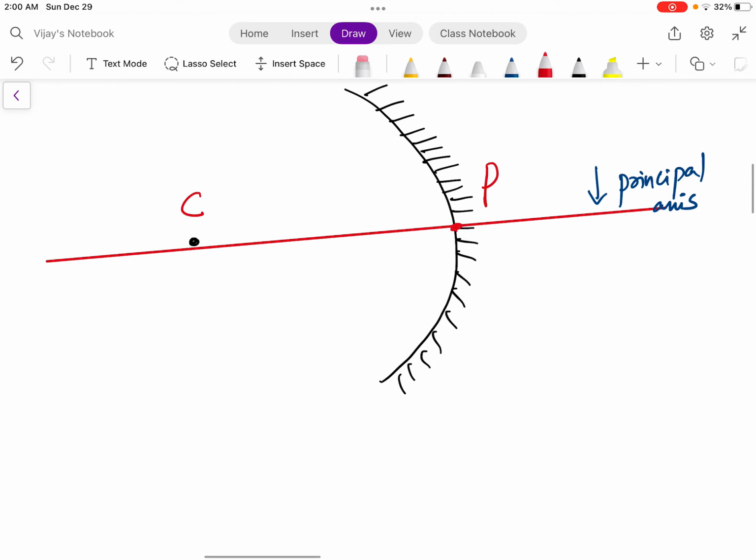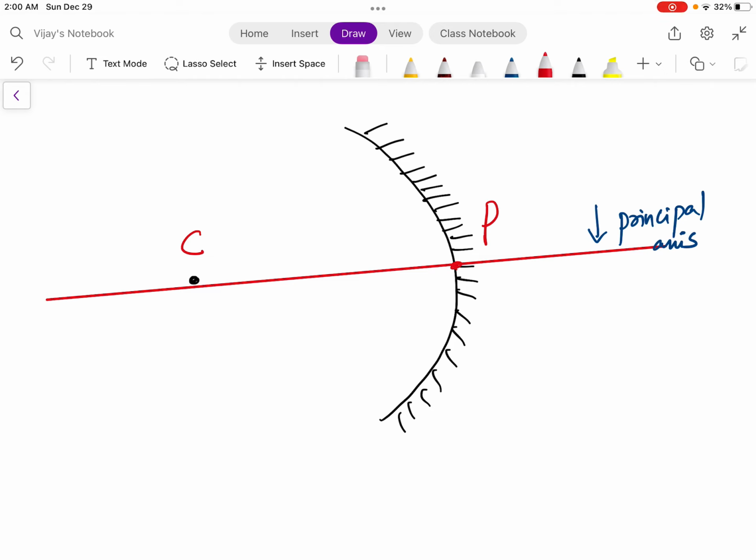Now there is a point C, center of curvature. There is another point P, pole. That imaginary line which is passing through these 2 points, we call it the principal axis. Now there will be some midpoint for P and C. Let that midpoint be F here. Remember, this F is called the focus. So P, pole, F, focus, and C, center of curvature. Now find the distance from pole to focus. This particular distance is called the focal length. And again find the distance from pole to center of curvature. This particular distance is called the radius of curvature.